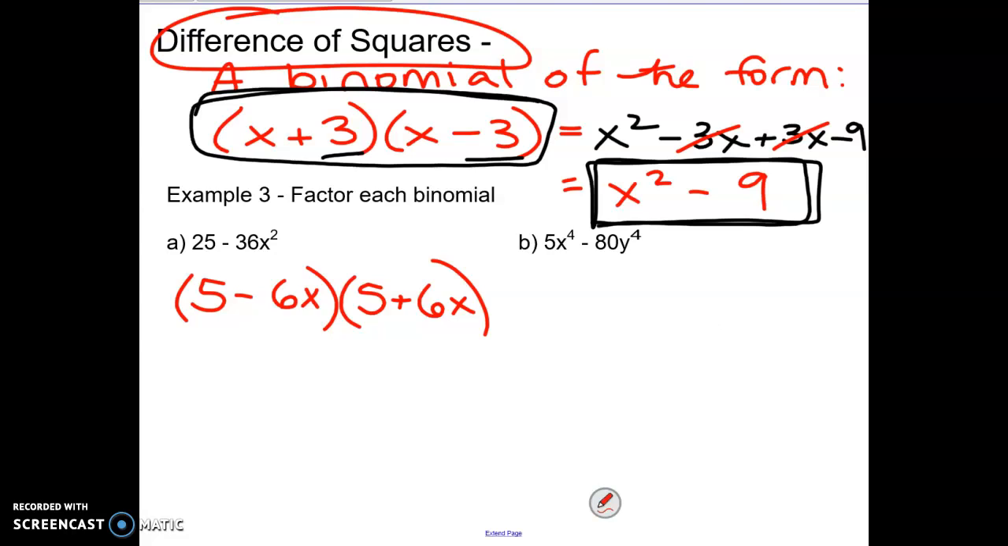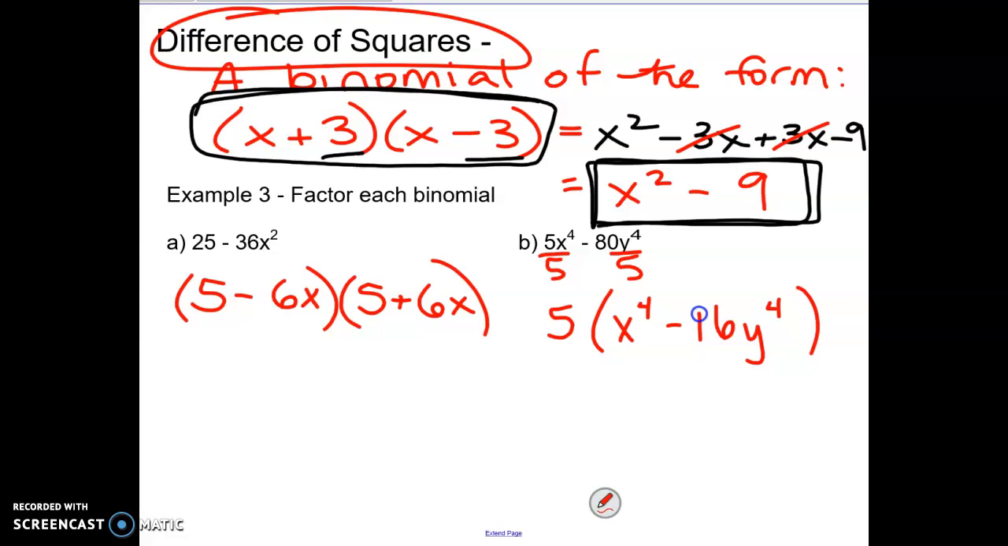So for the last example here, we have 5x to the power of 4 minus 80y to the power of 4. So this is a big one. Let's see what we can do. Always start by removing the GCF. Is there a GCF that goes into both 5 and 80? 5, yes. So I'm going to divide these both by 5. So when I remove the 5, I'm left with x to the power of 4 minus 16y to the power of 4. Okay, so now we're going to look at the part in the brackets. We removed the 5, we stuck it out front, so that should be okay.